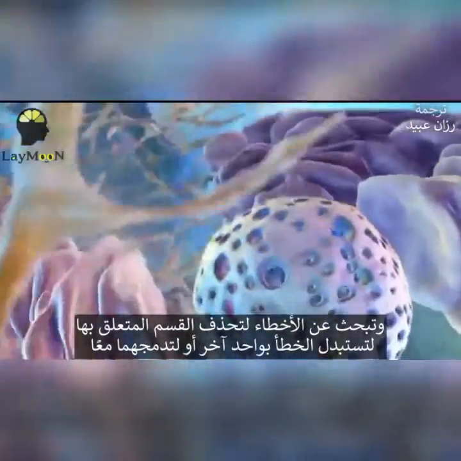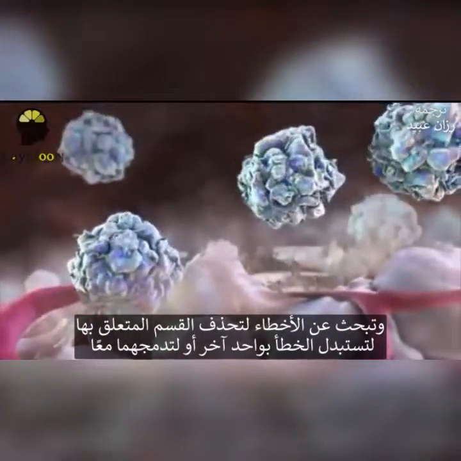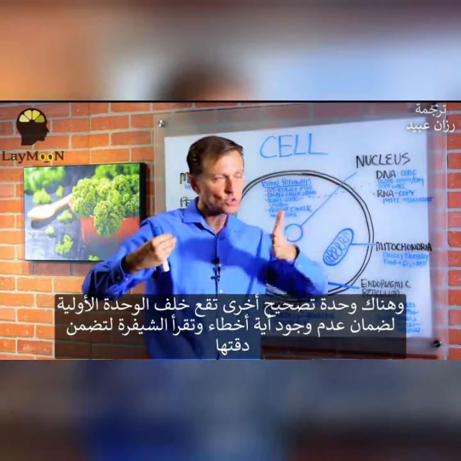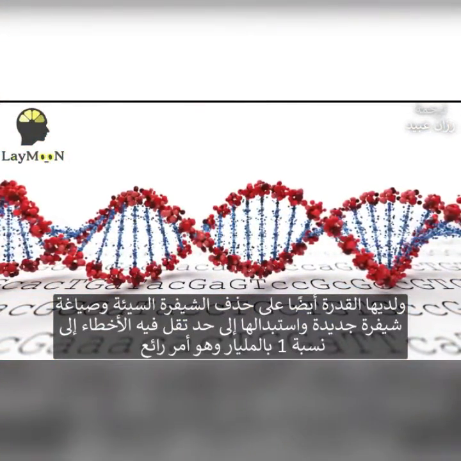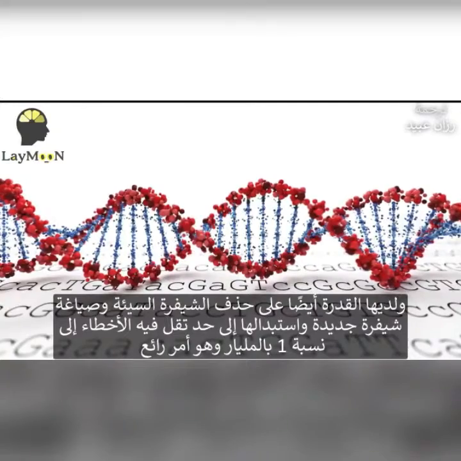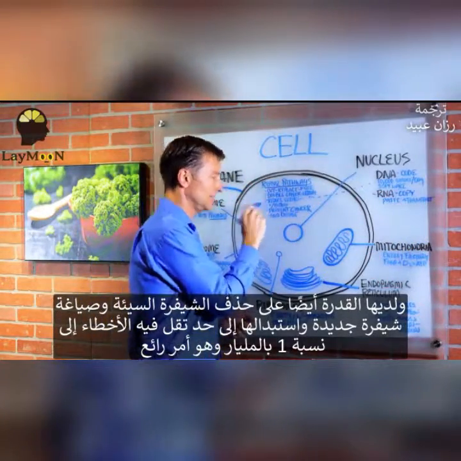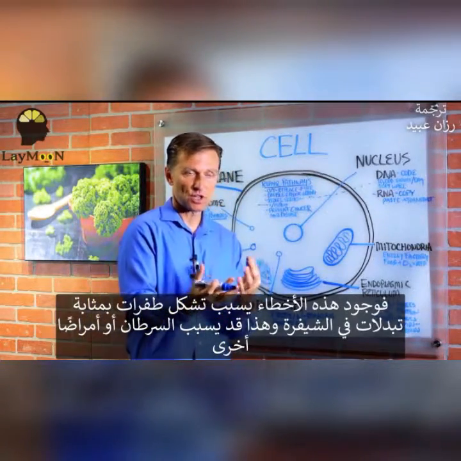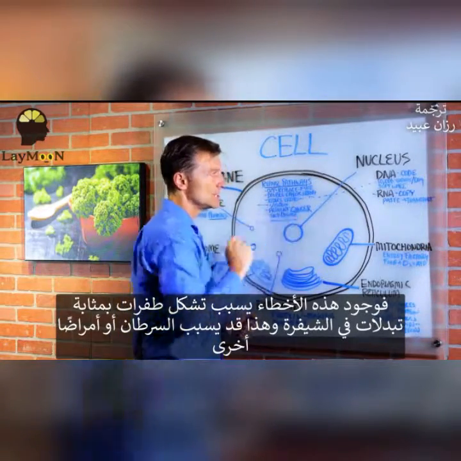Then what it will do, it'll cut out the section of errors, replace it with a new one, or fuse it together. And then there's another proofreader unit that comes behind the initial proofreader to make sure they didn't make any errors, to look and read the code to make sure it's exact. And they also have the capacity to cut out the bad code, put in the new code, and replace it to the point where you can reduce the errors to 1 in a billion. This is incredible, because if these errors are there, you have these mutations, which are alterations in the code, and that can lead to cancer and a lot of other diseases.